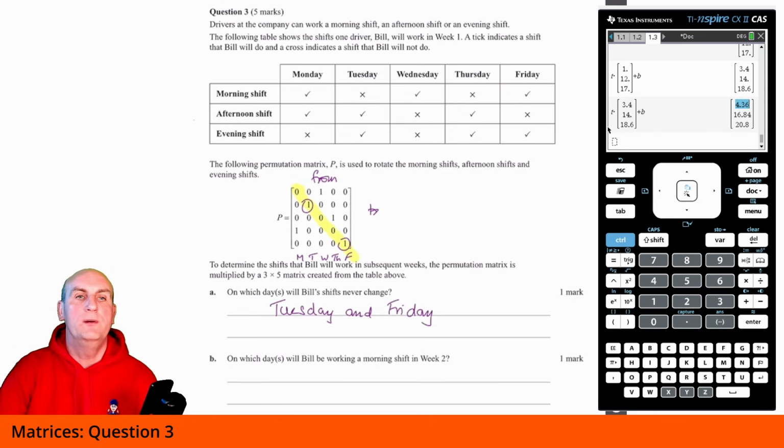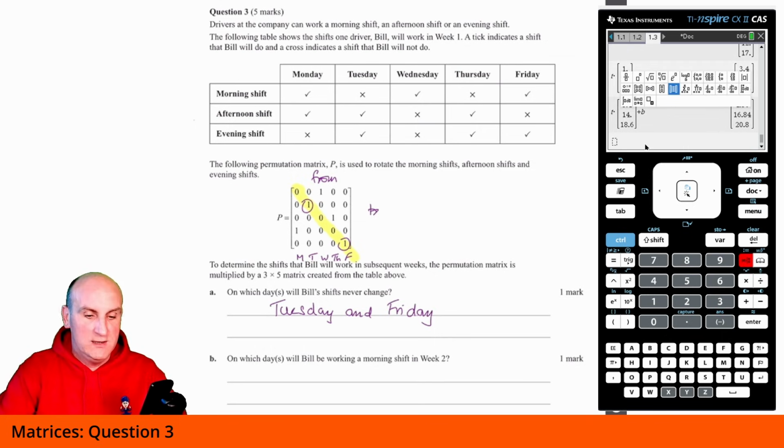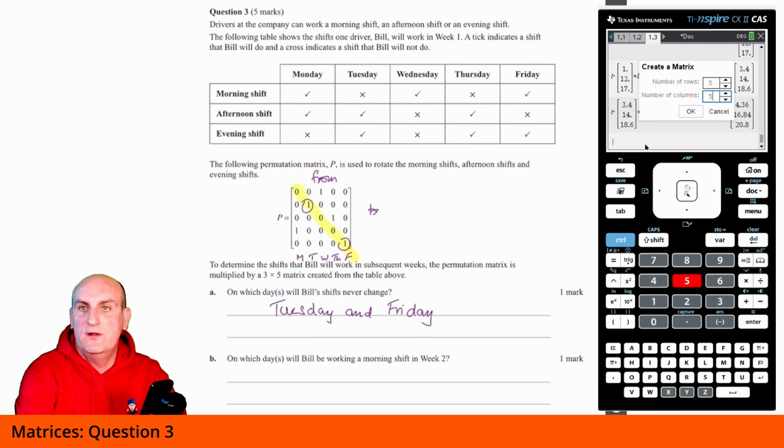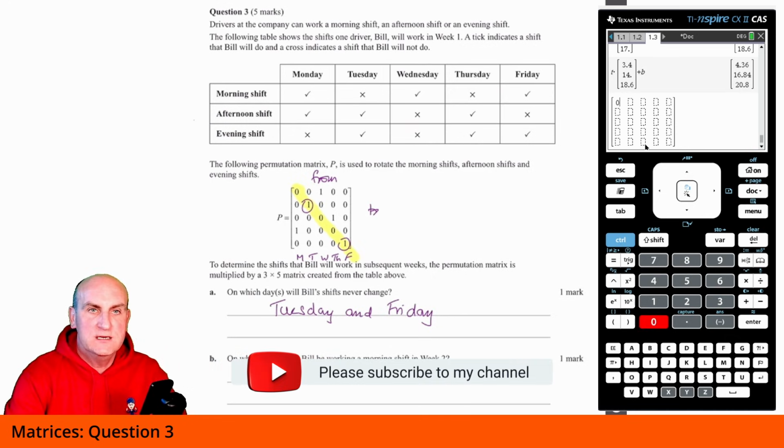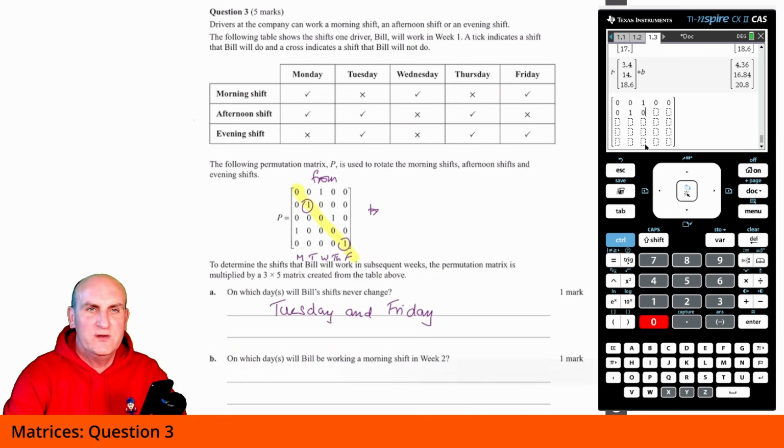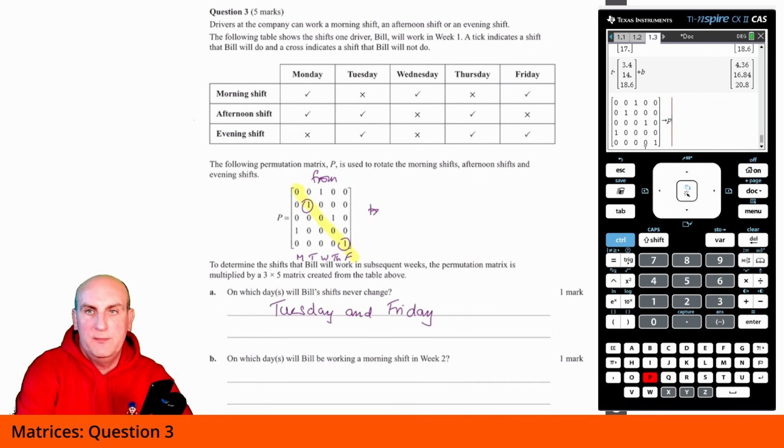On which days will Bill be working a morning shift in week 2? Right, so let's put it in my calculator. I'm just going to put that into my calculator. There may be another way of doing this, but it's not going to take me long, 5 by 5. 0, 0, 1, 0, 0, 0, 1, 0, 0, 0, 0, 0, 0, 1, 0, 1, and then 4 zeros, and 0, 0, and a 1. I'm going to store that into P.